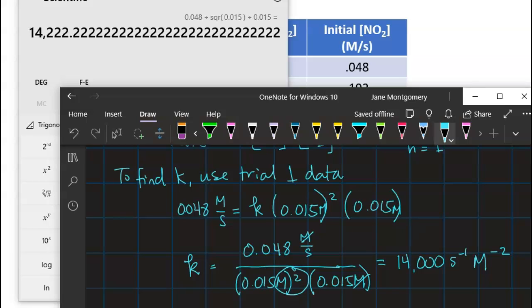Maybe you've already clued into the fact that the units on your constants are going to be different depending on the order of each reactant in the rate law. For example, if we only had a 1 as an exponent on this concentration, then we would only have a single M in the denominator. This would be M to the minus 1. So our rate constant is 14,000 per second per molar squared.